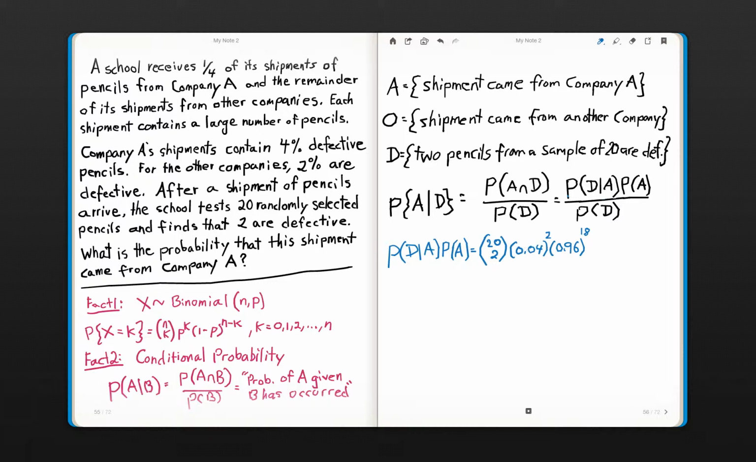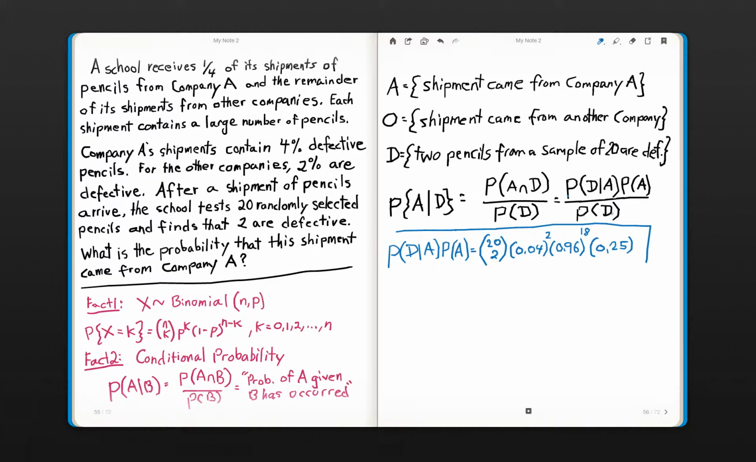And again, if you're not familiar with the binomial random variable, please review it, and if you'd like me to do a video, just let me know. I can review that. And then times the probability of A, which is the probability that the school actually got a shipment from A, and that is 0.25 or 1/4. So then we need to include this piece here. So that takes care of the numerator.